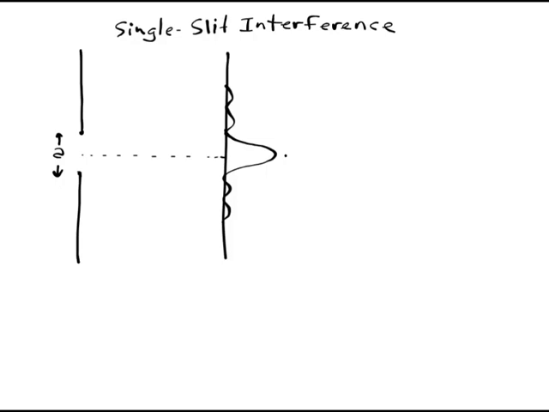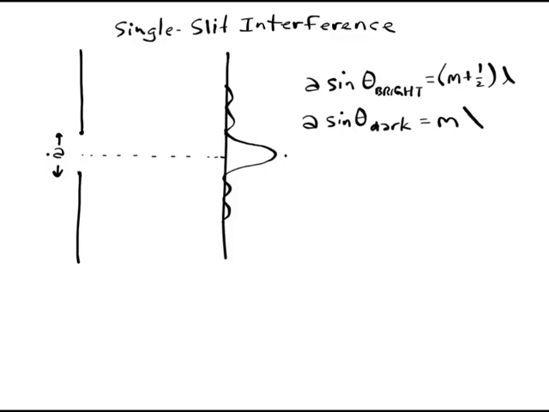The width of the slit, a, is a factor. The relationship between the slit width, the angle, and the wavelength is very similar to what you see in two slits, but there's a very important difference. The slit width times the sine of the angle for a bright spot is equal to (m plus a half) times the wavelength. Remember, in double slit interference, it was m times the wavelength that got us a bright spot. For a dark spot, it's m times the wavelength. So the right-hand side of the equation is flipped for single slit interference.